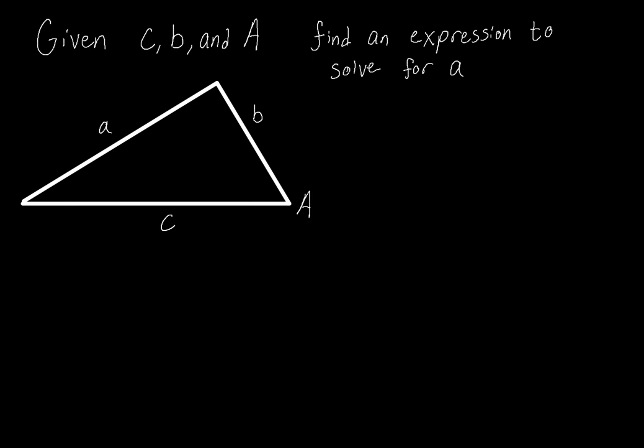So dealing with non-right triangles is pretty difficult. So usually the first step that we're going to take is take this non-right triangle and drop an altitude. An altitude is when you go from the very top and make a perpendicular line to the base of the triangle. So now we've created two right triangles from one non-right triangle.